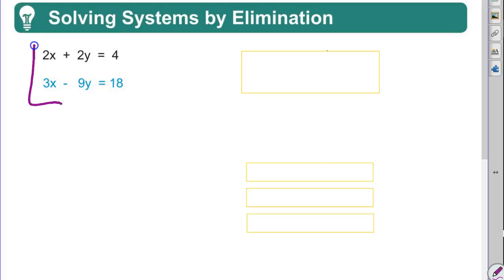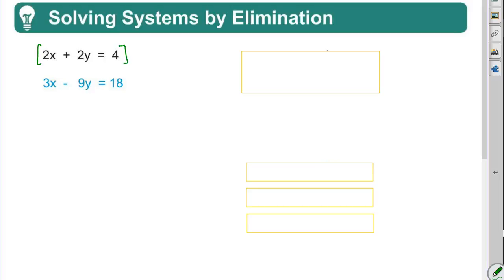For example, if we added the x's right now, we'd get 5x and they would not add out. If we added the y's right now, we would get negative 7y and they would not add out. So we're going to have to manipulate the equations to get them to add out. So I have to choose, do I want to try to eliminate the x's or do I want to try to eliminate the y's? I'm going to go for the x's.